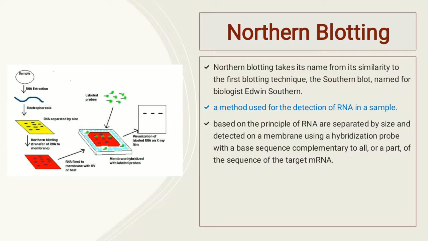Next is northern blotting. Northern blotting is very similar to southern blotting, but there are a few modifications that are used in this procedure. It is named after its similarity to the first blotting technique, that is southern blot. This method is used for the detection of RNA in a sample. First of all, you need to extract RNA from the cytosol of the cell.